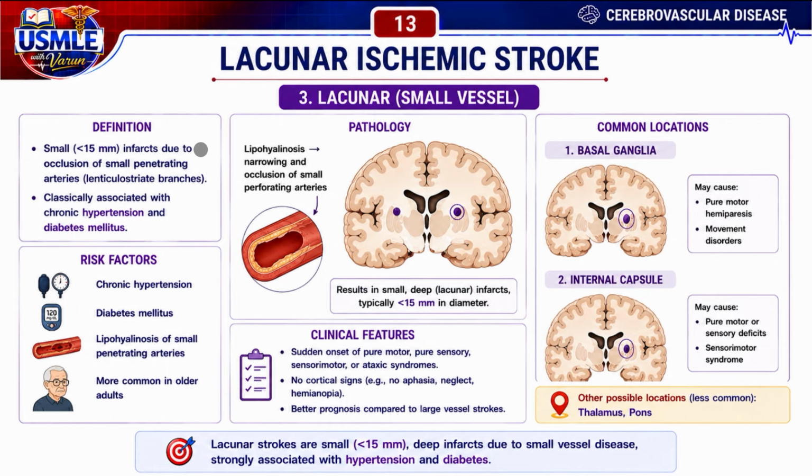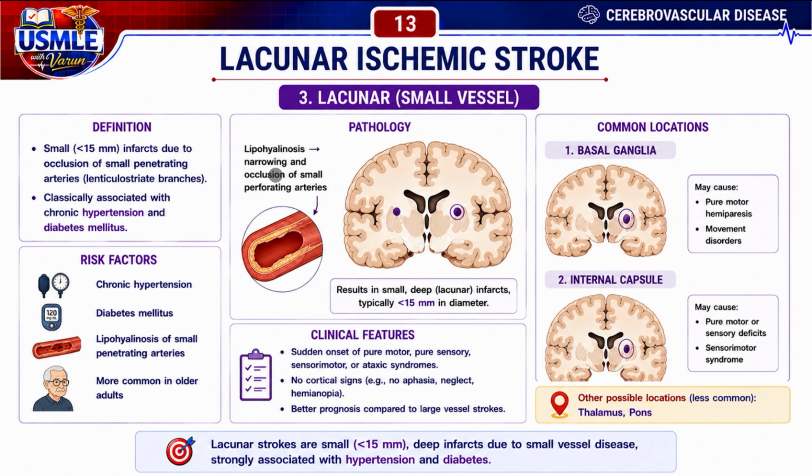Now, coming to lacunar ischemic stroke. These are small infarcts less than 15 millimeters in size due to occlusion of small penetrating lenticulostriate branches of arteries. It is classically associated with chronic hypertension and diabetes mellitus. Common risk factors of lacunar ischemic stroke include chronic hypertension, diabetes mellitus, lipohyalinosis of small penetrating arteries, and this is more common in older adults.